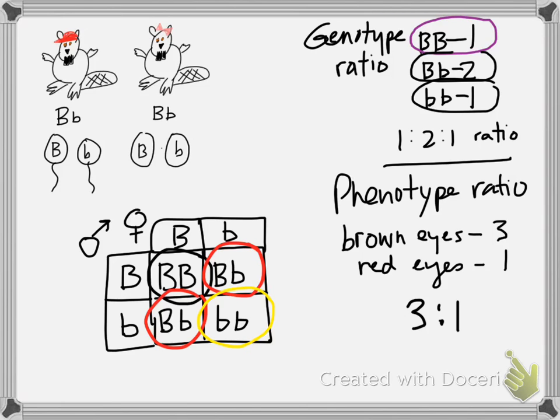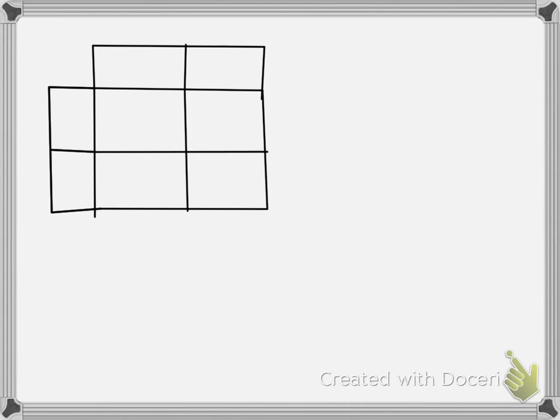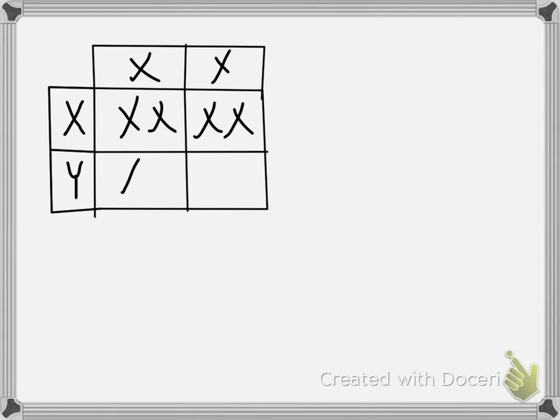Of course they could. Let's do a quick one for sex. So mom contributes an X and an X. Dad contributes an X and a Y. XX, XX, XY, XY. 50% male, 50% female, on average.